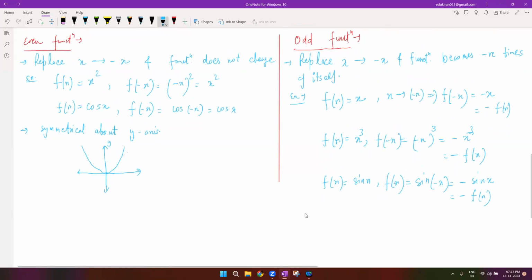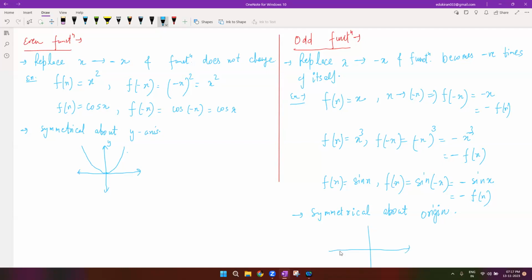By the way, all the odd functions are compulsorily symmetrical about the origin. Symmetrical about the origin means the graph which is in the first quadrant is a mirror image of the third quadrant, and the graph which is in the second quadrant will be a mirror image of the fourth quadrant. Whatever graph is in the first quadrant, the same graph will reflect in the third quadrant, and whatever graph is in the second quadrant, the same graph will be in the fourth quadrant.